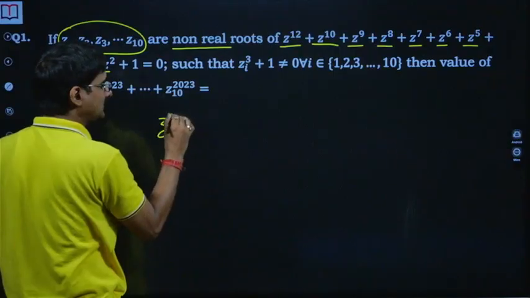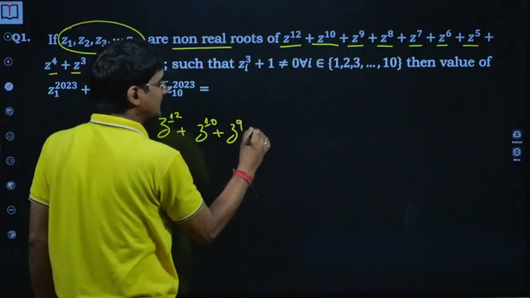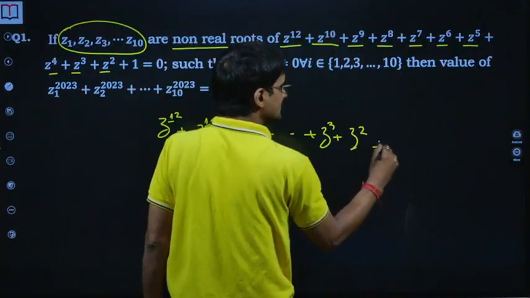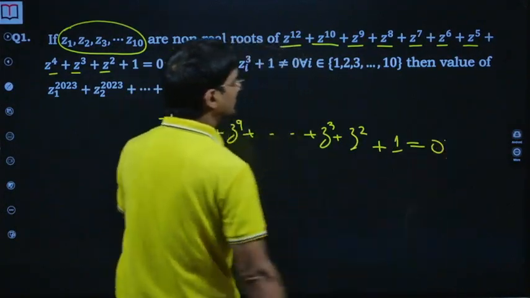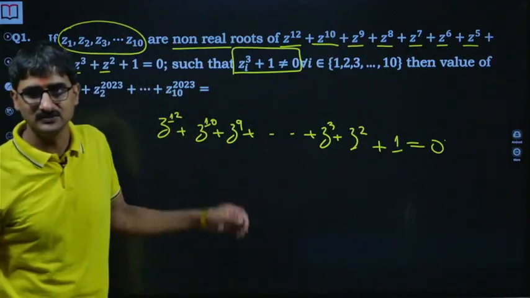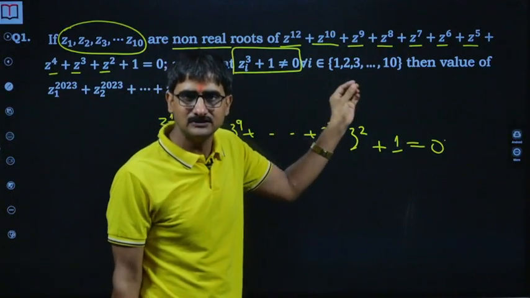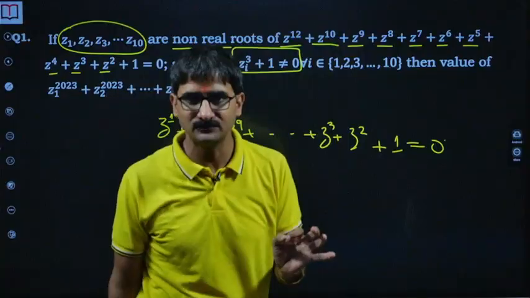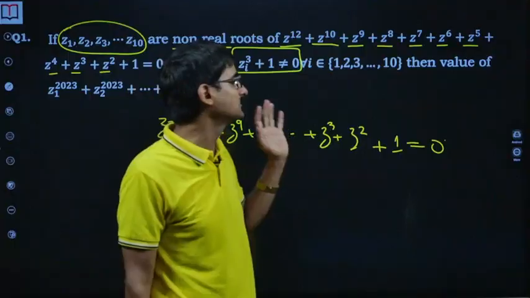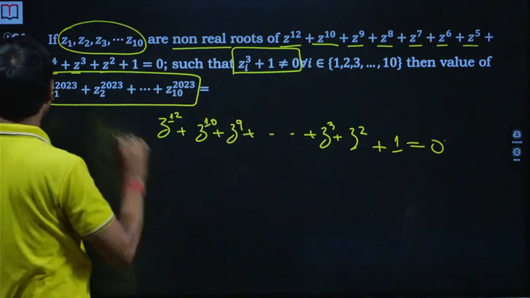The equation I'm rewriting here is z^10 + z^9 + ... + z^3 + z^2 = 1. There is one condition which will hold for all z1, z2, z3 till z10. That means z1^3 + 1 can't be 0, z2^3 + 1 can't be 0, likewise z10^3 + 1 can't be 0. We have to evaluate the value of this expression.